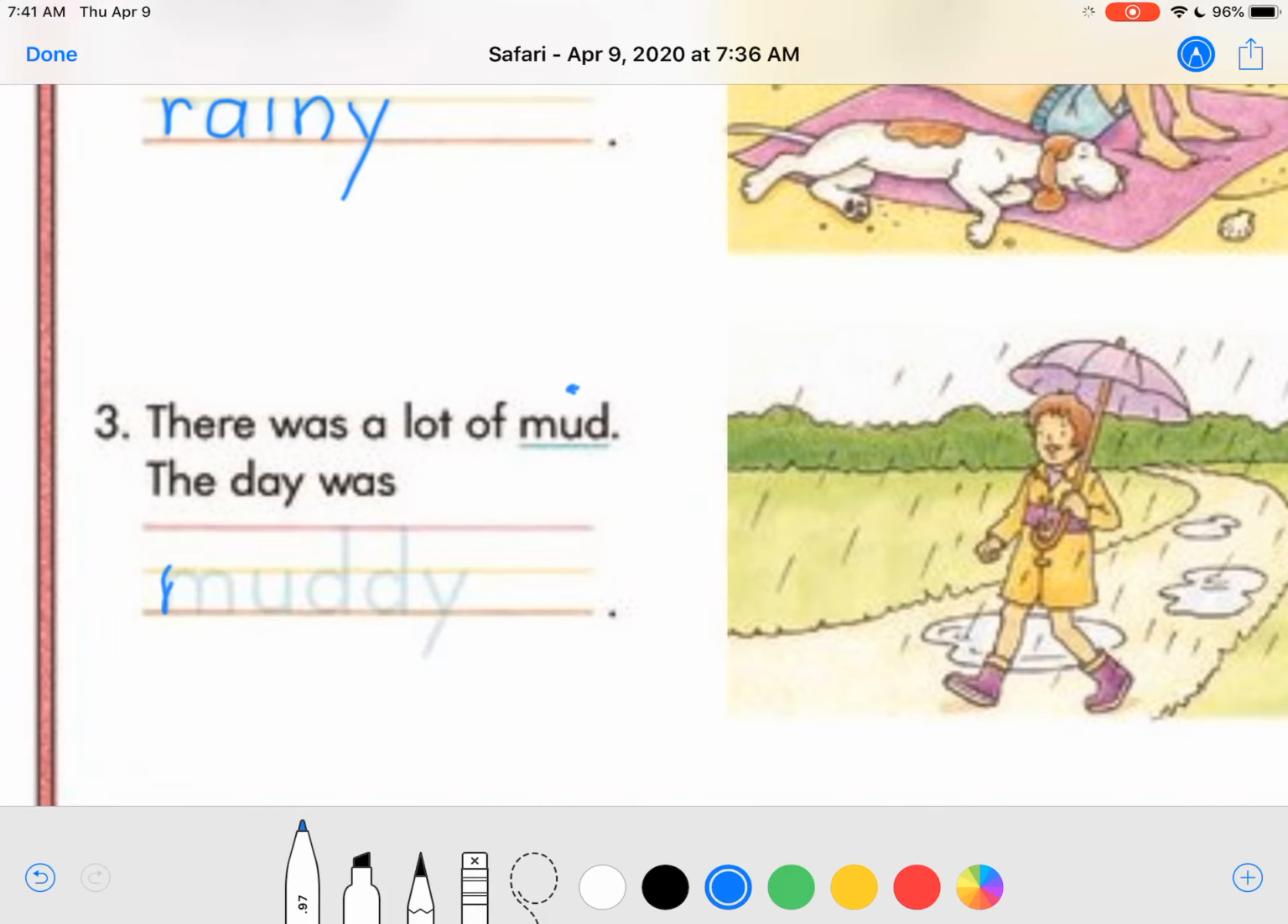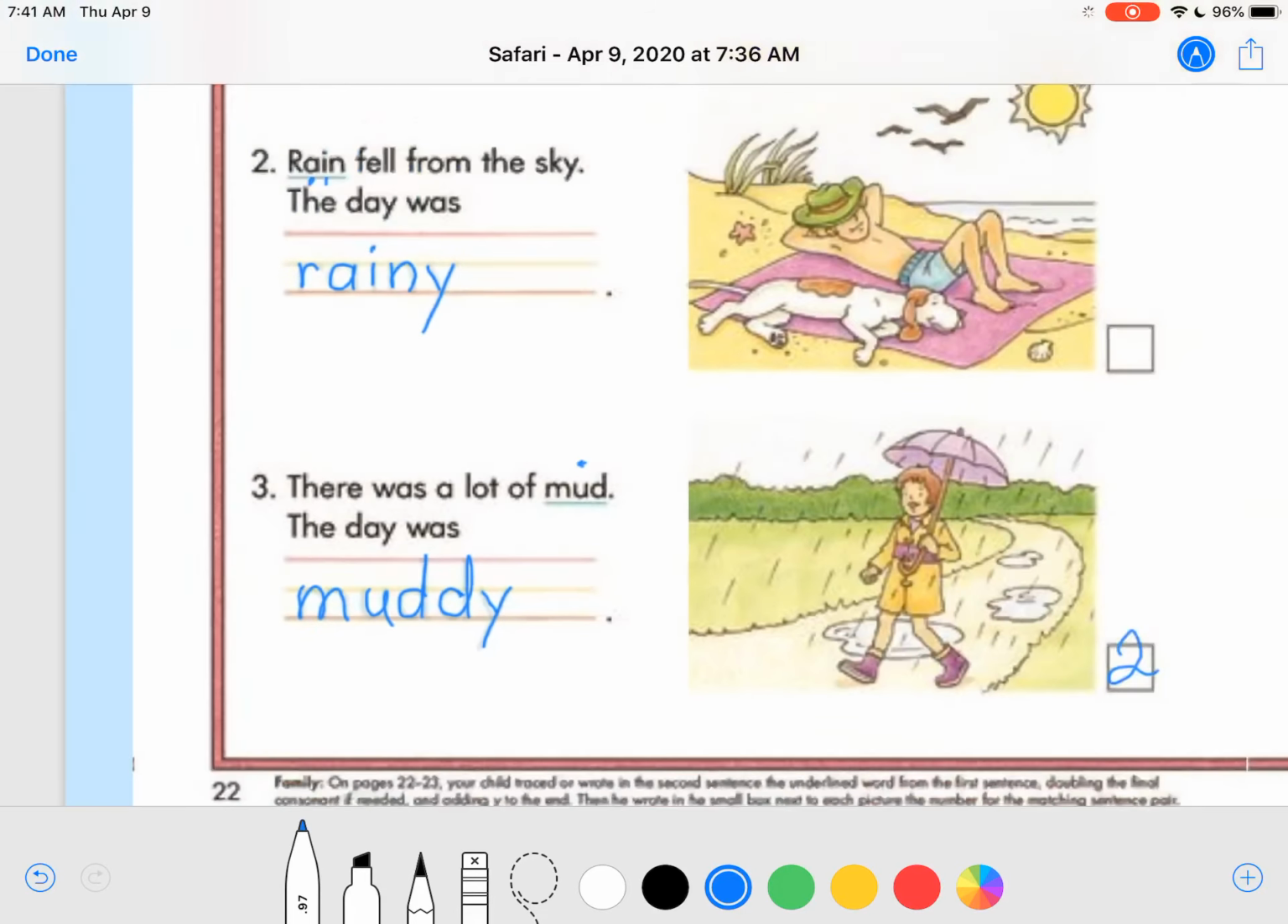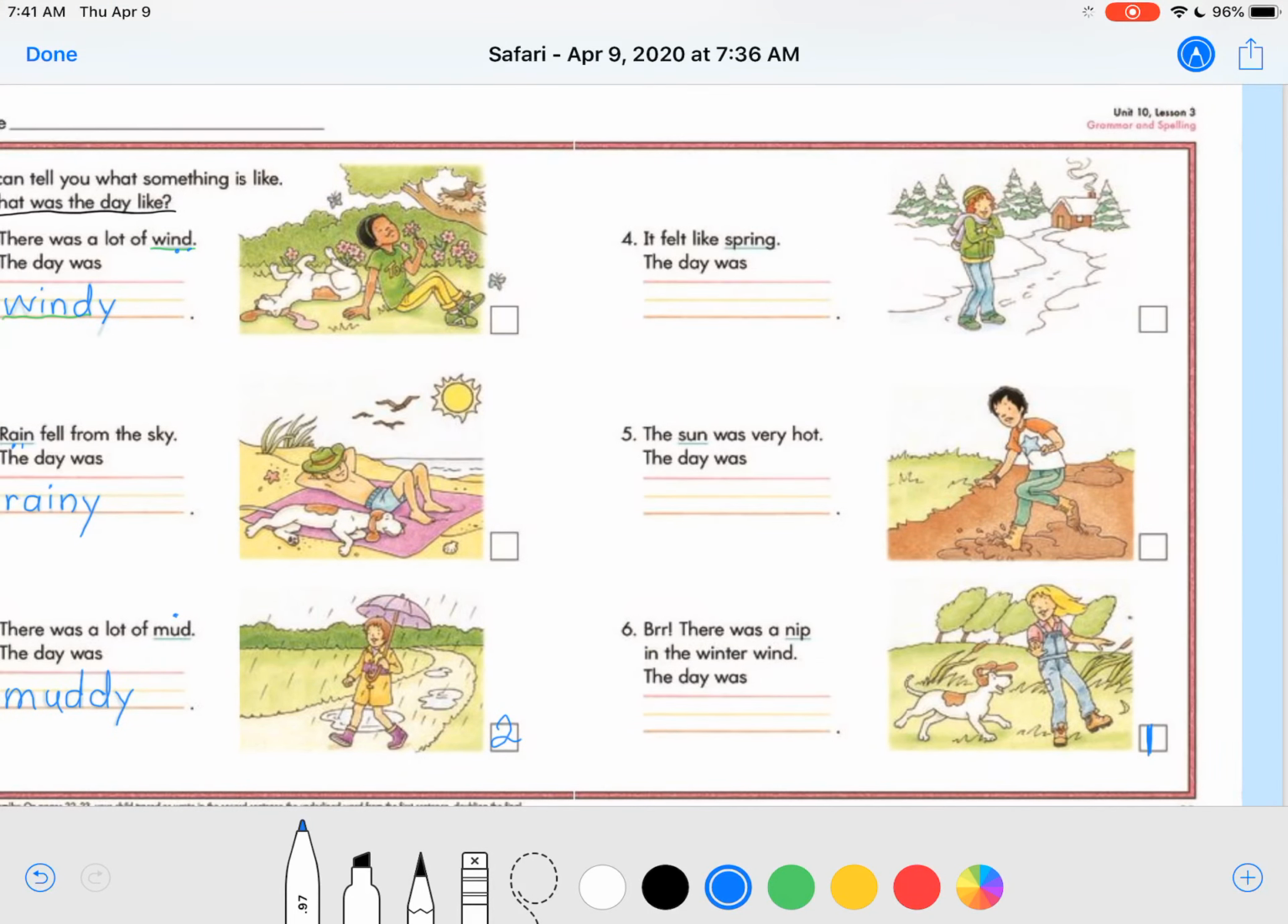So I'm going to write the word mud, M-U-D. I'm doubling the D. And then I'm going to add my Y. So muddy is actually spelled M-U-D-D-Y. Muddy. And which one of these days is very muddy? Oh, poor Sal. He's stuck in some mud. Or maybe he's having fun. I like to play in the mud sometimes. It's kind of squishy, right?